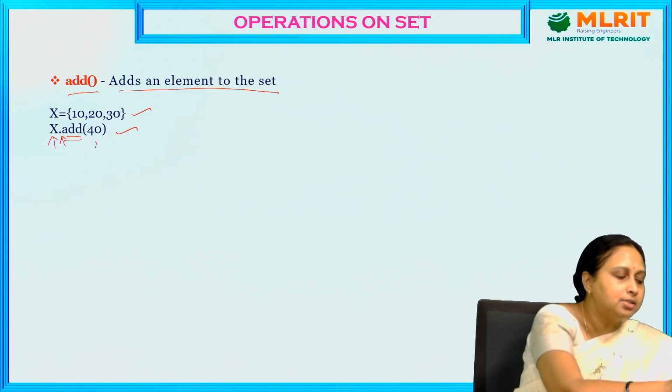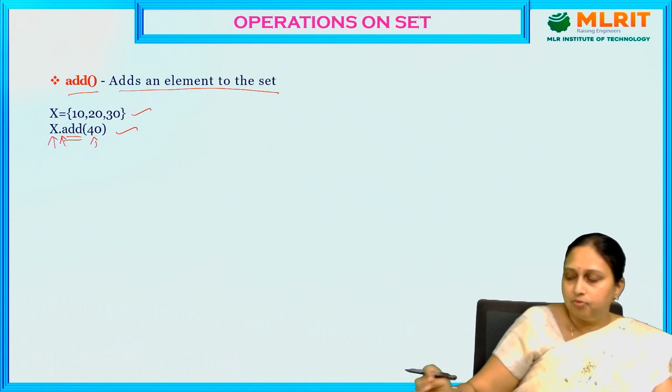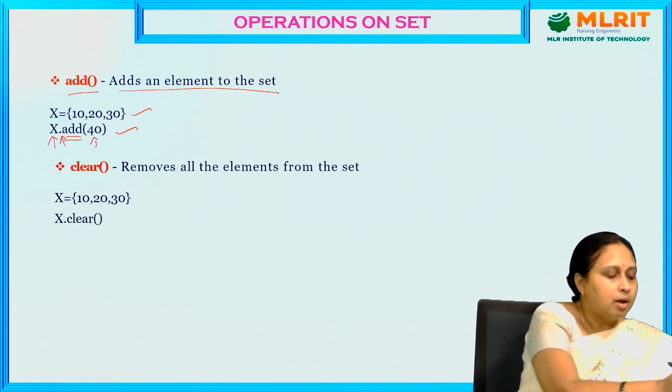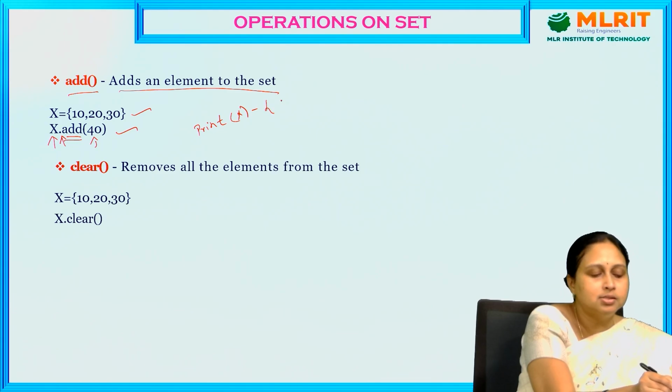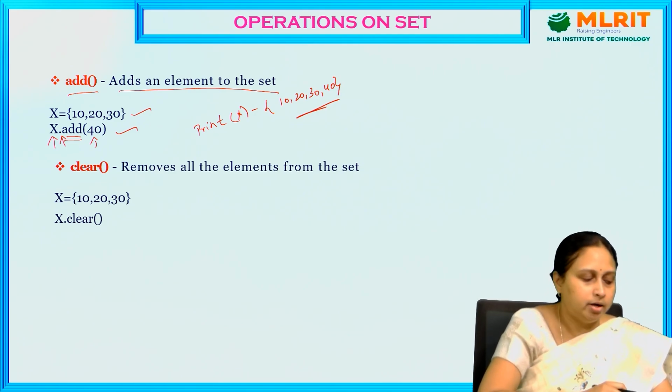And we are going to add a new value, that is 40. If I print the x value, it is going to print all the values, that is 10, 20, 30, 40, but not in the same order. It may be printed in any order, right? That is what the add function does.